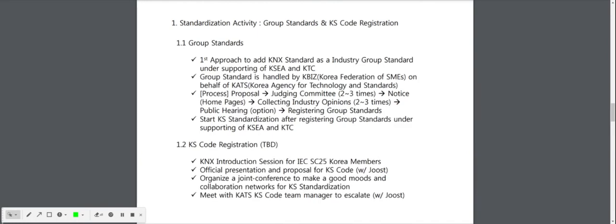And then, with the support of the KNX Association, I propose and present officially to them and our government KATS KS core teams. This is also a basic approach for them, to make a good mood with them and then proceed to register the KS code. This is also very important for us to make a good industrial standard on the KS code, to facilitate our local companies' expansion to make their KNX-based product systems or any kind of solution and service.